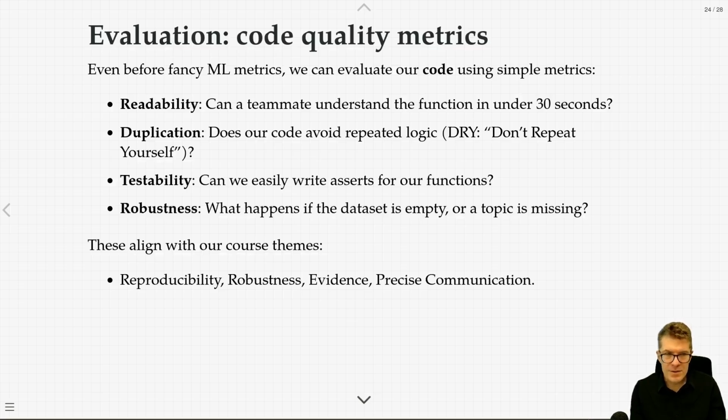So all of this, readability, duplication, testability, and robustness, is in some sense rudimentary software engineering, but it touches on the core themes of reproducibility, robustness, evidence, and precise communication, and that all has to do with the underlying current of this: this is part of science, this is data science. A big part of science is communication, that has to be done precisely. So even when we're writing functions, we have comments. In some sense, the function itself is a communication to the reader as to what the code is doing. So we have to be as precise as possible.